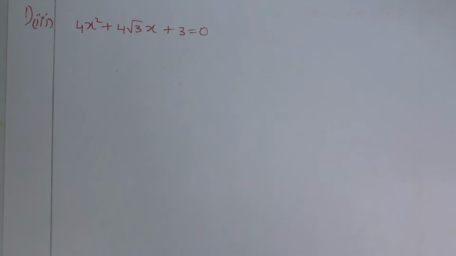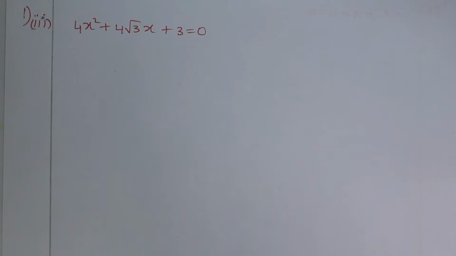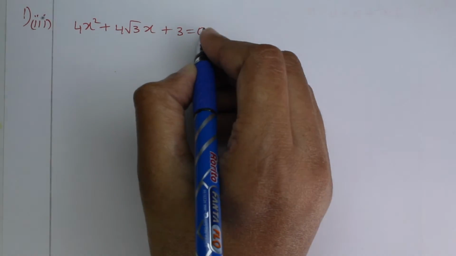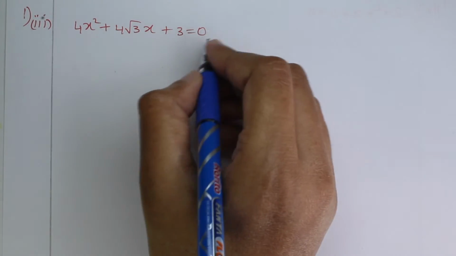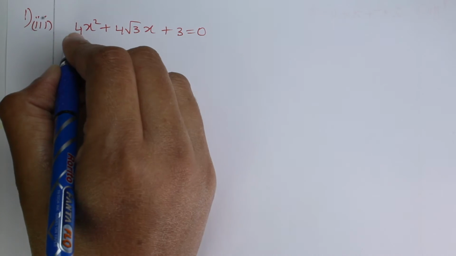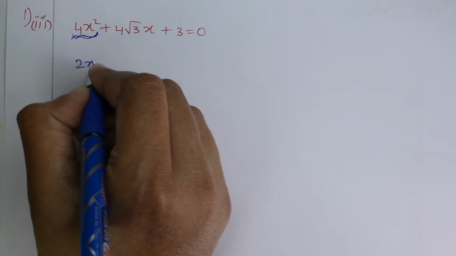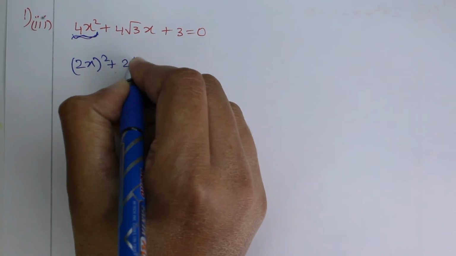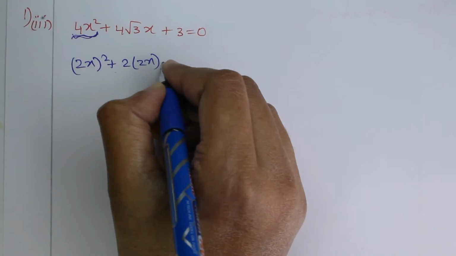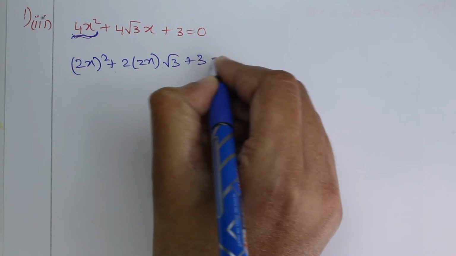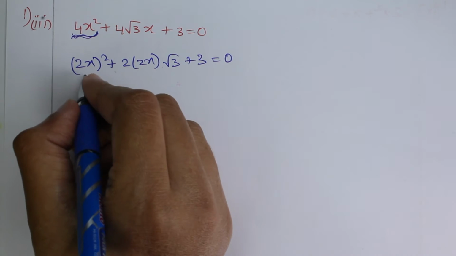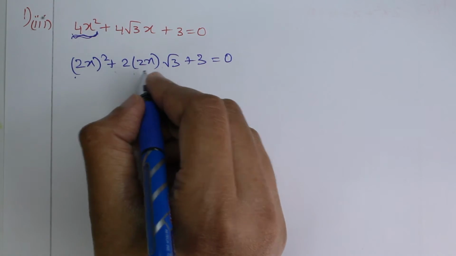Now let's move to the third part of this question. 4x square plus 4 root 3x plus 3 is equal to 0. Here we are not going to multiply it with any number because this is already in the form of a whole square. So this can be written as (2x) whole square plus 2 into 2x into root 3 plus 3 is equal to 0.